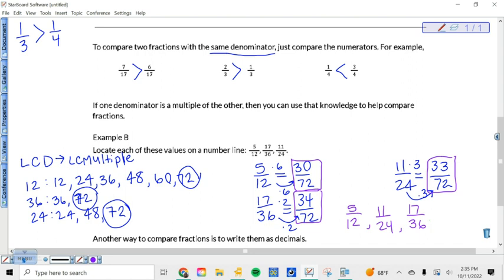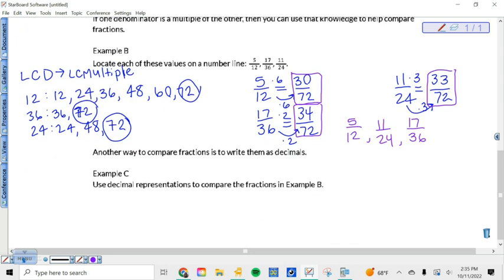Okay, so that's one way of comparing fractions like that, seeing which one's the biggest, which one's the smallest. You can also do it by writing each of the fractions as decimals. So let's try that. How do I change a fraction into a decimal? Yeah, divide it. What's 5 divided by 12? Yes, 0.416 repeating.